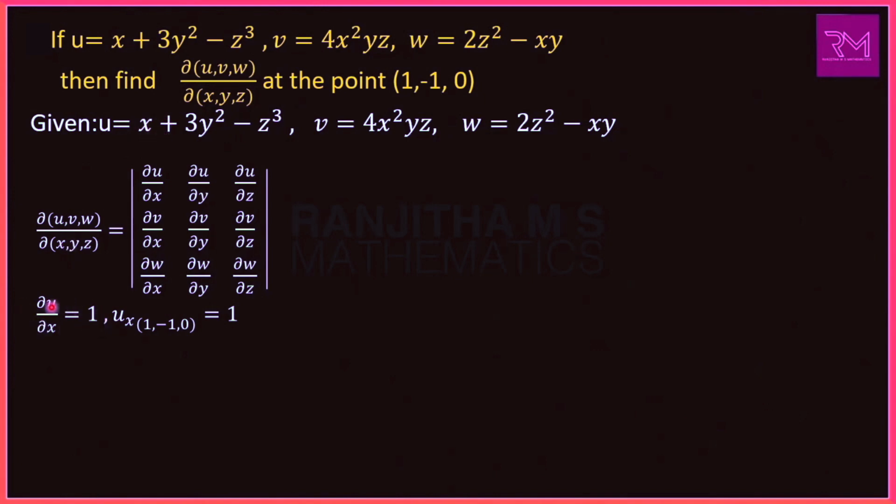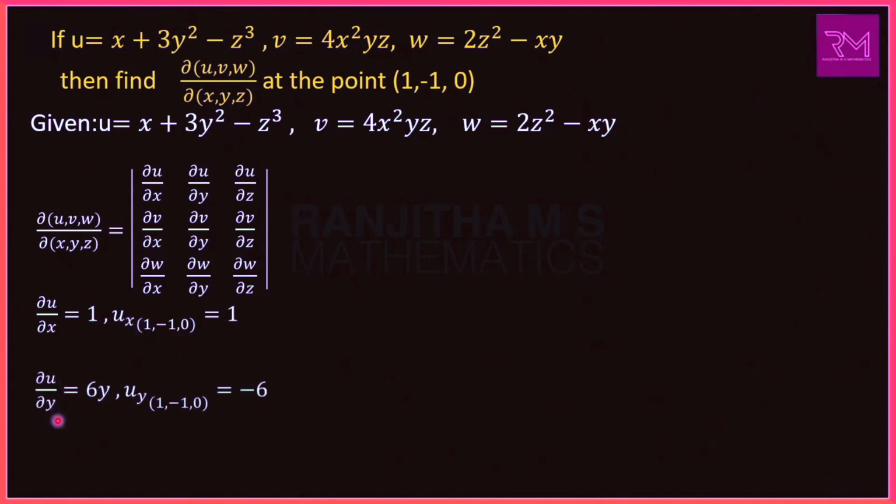Also we have to find ∂u/∂x at the point (1, -1, 0). Hence we can take the ∂u/∂x value as 1 itself. Here we know that ∂u/∂x also can be written as simply ux. Hence we get ux at the point (1, -1, 0) as 1.